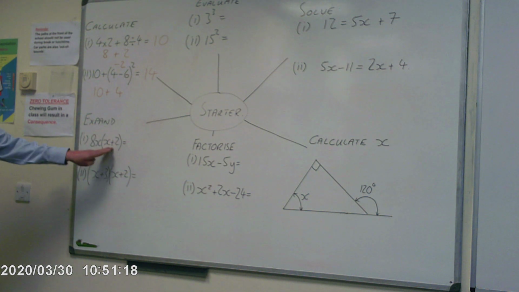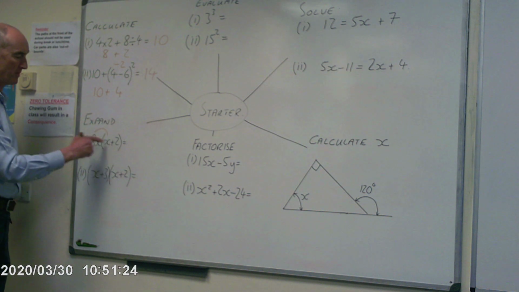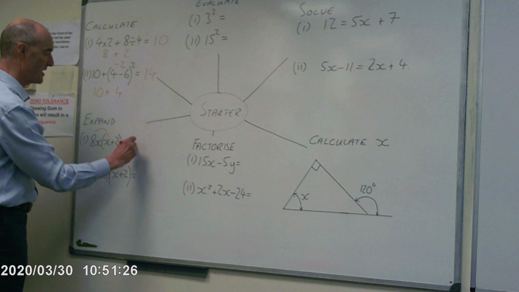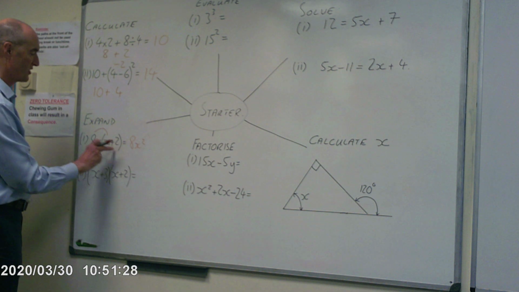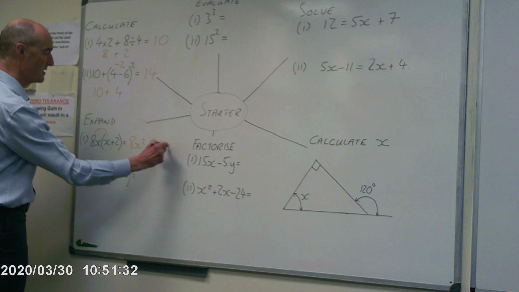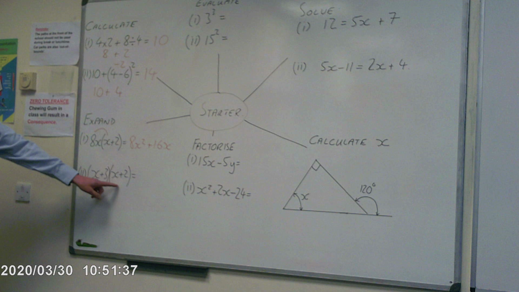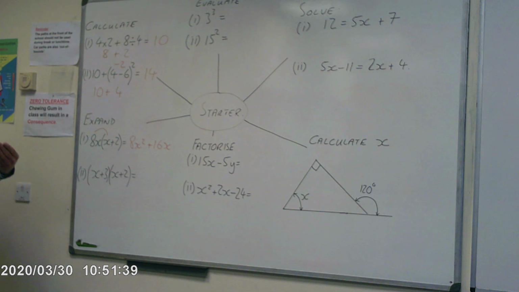Expand. Everything inside the bracket has got to be multiplied by what's outside the bracket. So 8x multiplied by x gives us 8x squared. 8x multiplied by 2 gives us plus 16x. Job done.